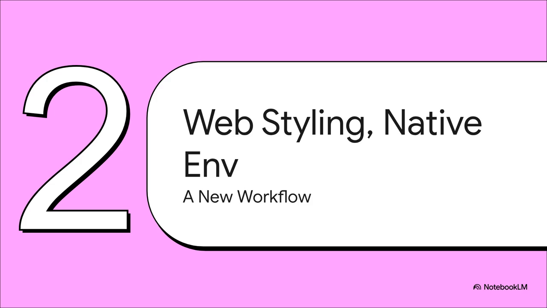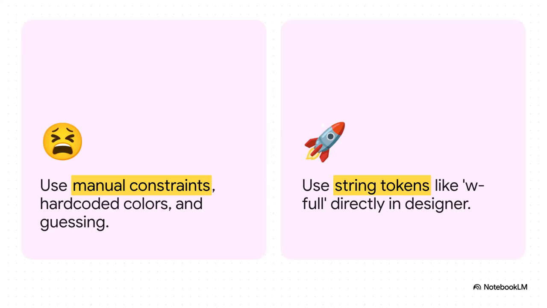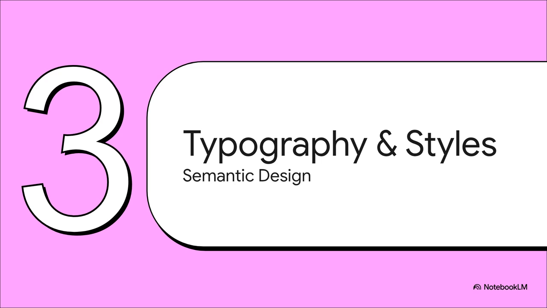This is all about a brand new workflow. When you compare the two approaches side by side, the contrast is pretty wild. On the left, we've got the old way: manual math, copying and pasting hex codes, and basically guessing at text type pixel values. But on the right, that's the new workflow. You are essentially writing CSS utilities directly inside the B4X visual designer. Just use simple string tokens, pop in wfull for your width, textsem for size, or just type primary to automatically apply your theme's primary color. It's that easy. Okay, part 3, mastering typography and styles through semantic design.